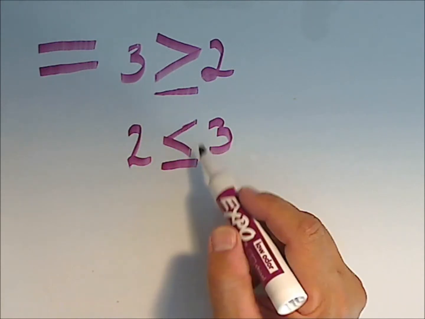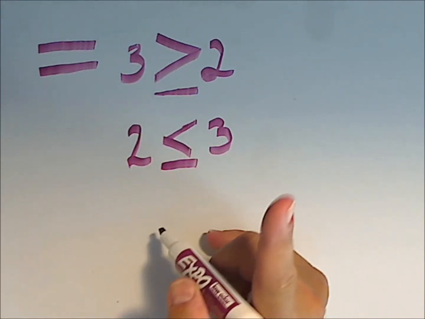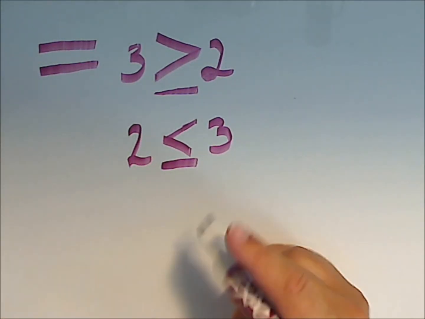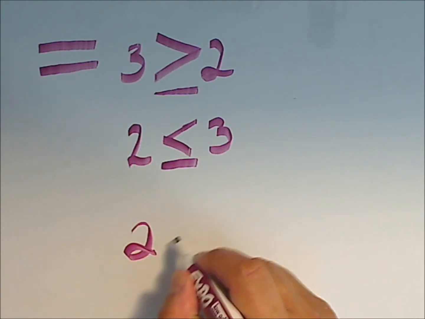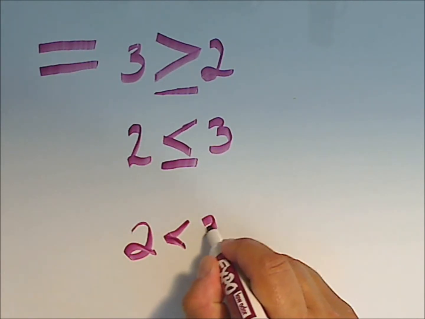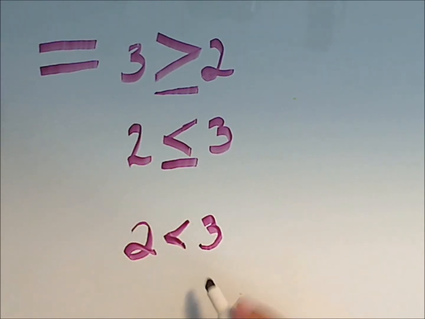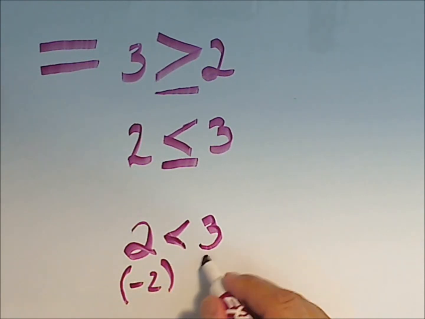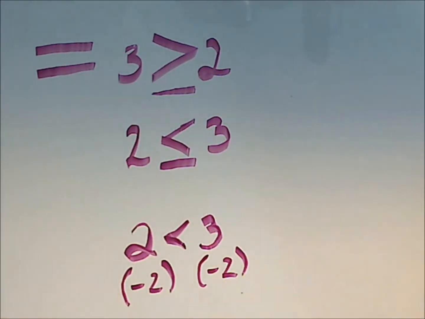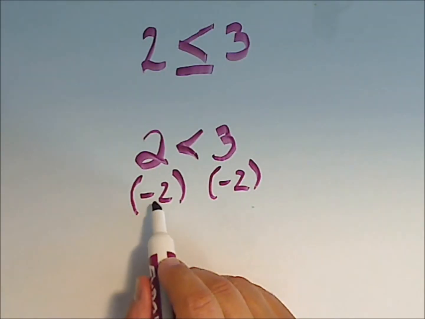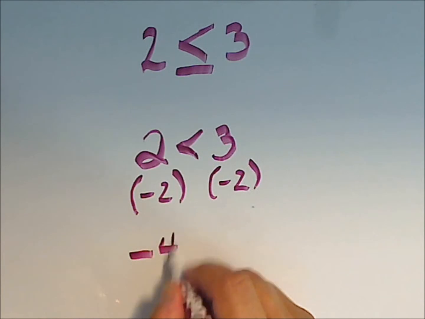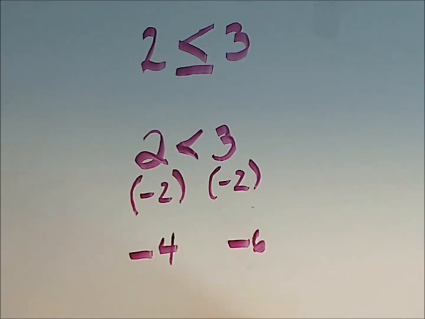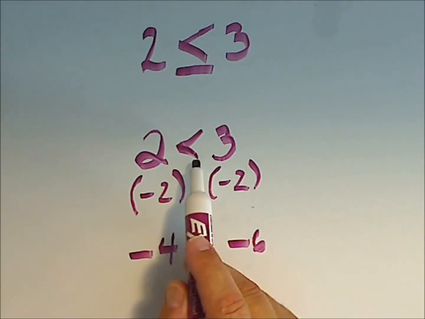There's only 2 times you can flip an inequality. Only 2 rules. One is if you were to divide or multiply by a negative number. For example, if we say that 2 is less than 3, but we were to multiply both sides by, let's say, a negative 2, then the result would be that negative 2 times 2 is negative 4, and negative 2 times 3 is negative 6. This calls for us to switch or flip the inequality sign.